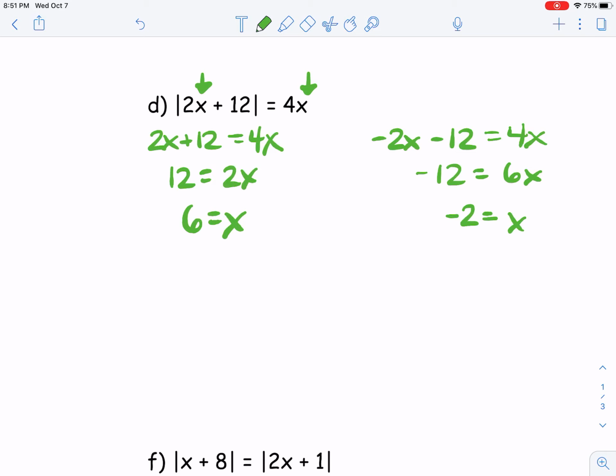So when I go to plug in 6, that would be the absolute value of 2 times 6, which is 12. 12 plus 12 is 24. Does that equal 4 times 6, which is also 24? Yes, 24 does equal 24.